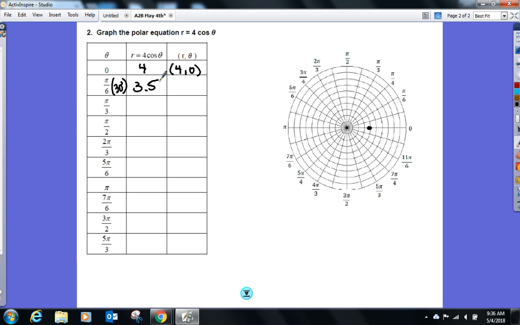So what point am I going to graph? 3.5, comma, pi over 6. Go ahead on your graph. 3.5, pi over 6. And the way we graph these on the polar, you connect them as we go. They are connected in order. All right, they're going to be connected in order.